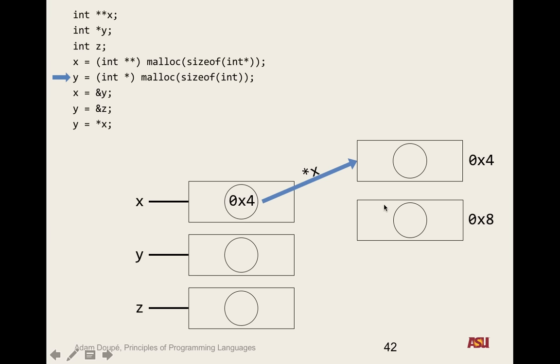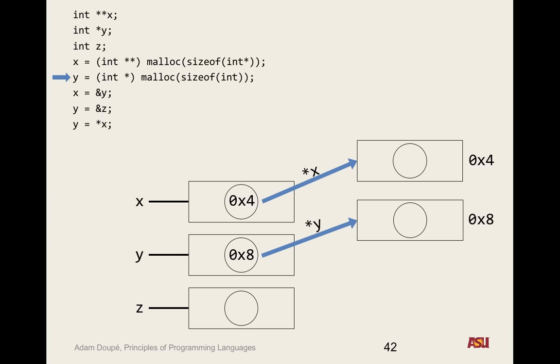Because malloc returns that address, which is an R value, we're going to copy that value into the location associated with y. Left and right is important. We're going to copy 0x8 into the location associated with y. Questions on these two? All right.